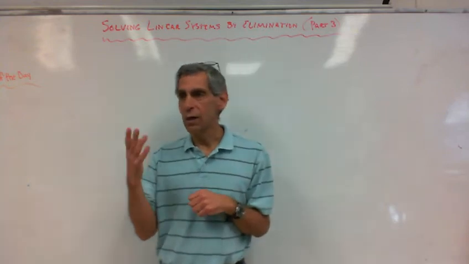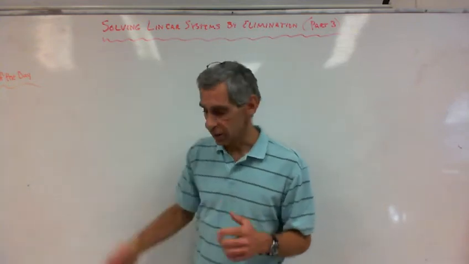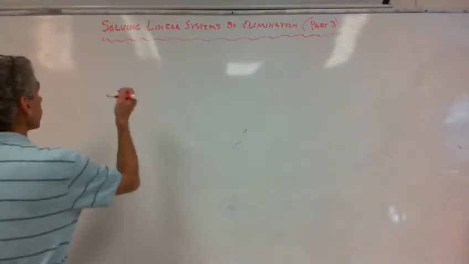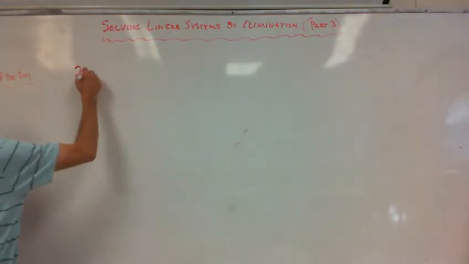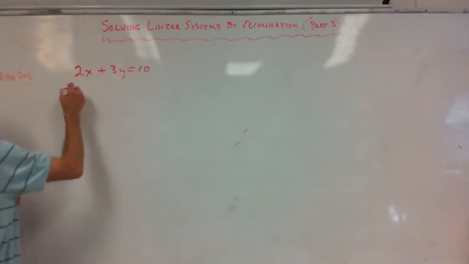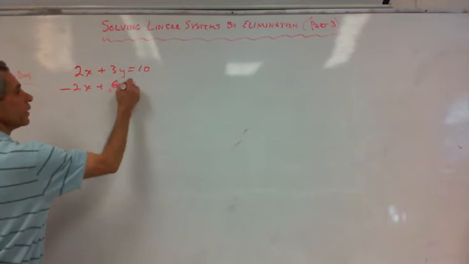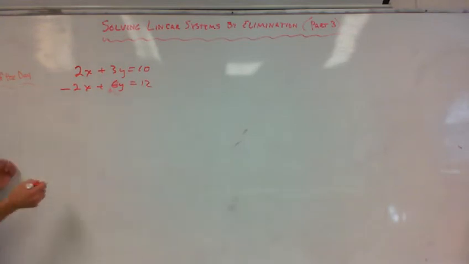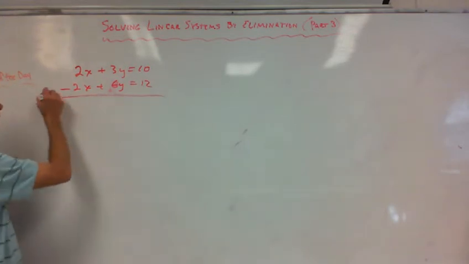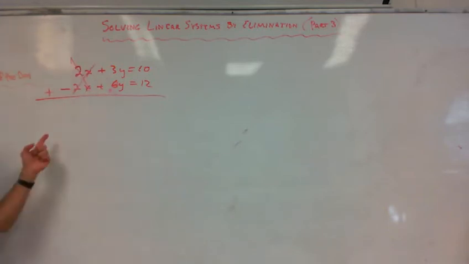You've seen it one way where you just added the two equations together, right? And the coefficient, for example, this was the first one we did. We did like 2x plus 3y equals 10, and we had minus 2x plus 6y equals 12. And we just added those two equations together. And what happened? We eliminated our x's, right? Okay, that was the first time we tried these.